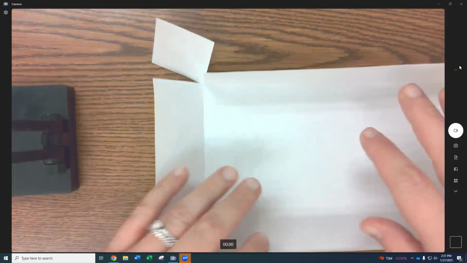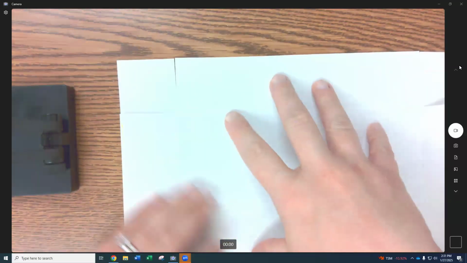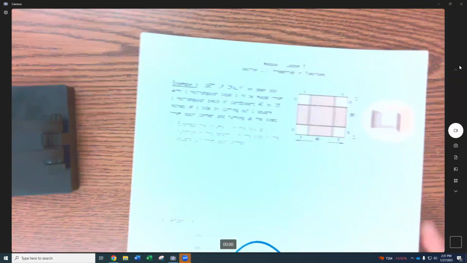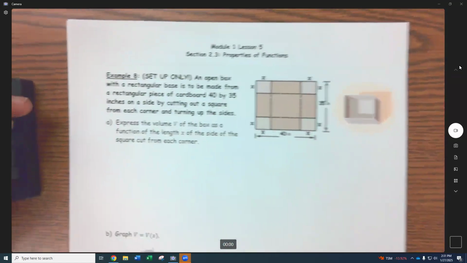Now, you can kind of see that this box is pretty shallow, but it is pretty wide when I cut out these squares. If I cut out bigger squares, then that's going to fold up even higher and so forth. So how we cut these squares does make the area and the volume, or not the area, the volume of this change. So I don't know if that was helpful or not, but kind of hard to show on the camera.